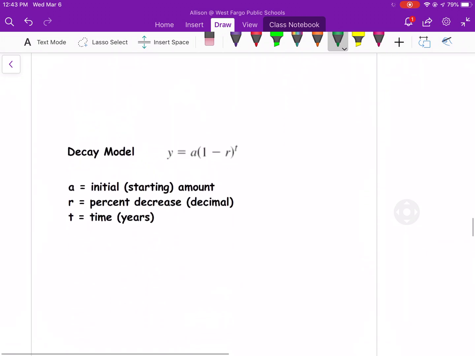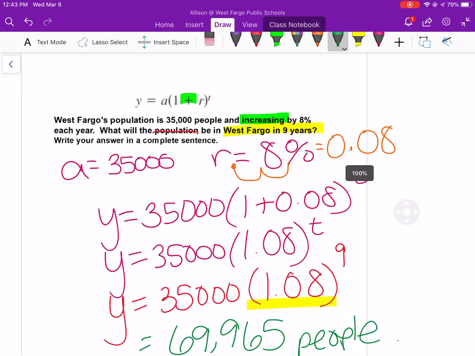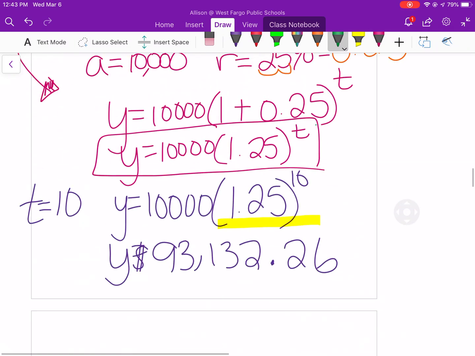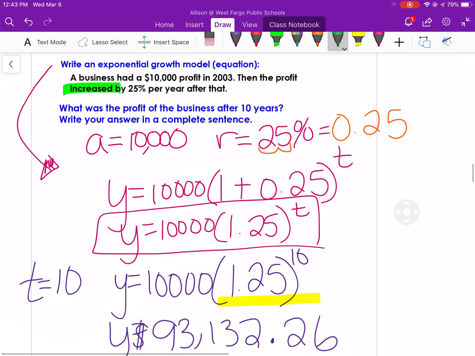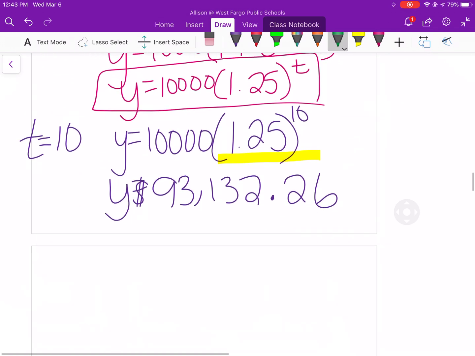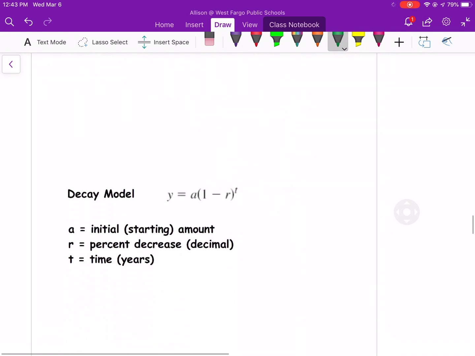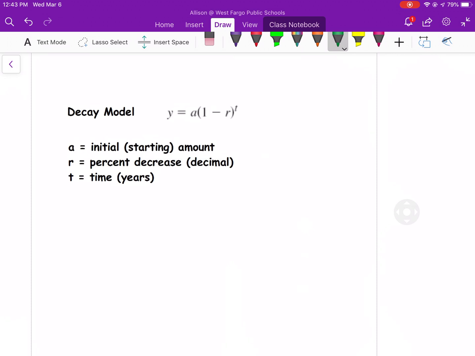All right. So these were both examples of something increasing, population increasing, a business's value increasing by 25%. So now we're going to look at some decay examples. And the decay model is very similar. It has the same. A is the initial starting amount. R is the percent. It has to be in a decimal. T is time in years. The main difference in the decay model is that it's subtraction in the parentheses instead of addition.